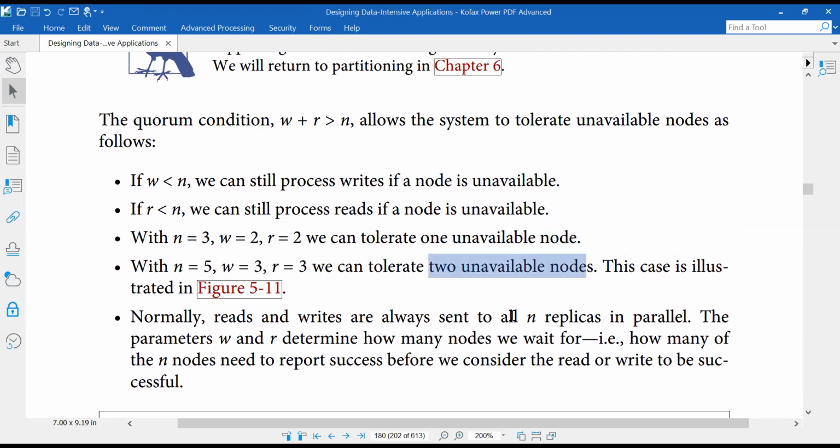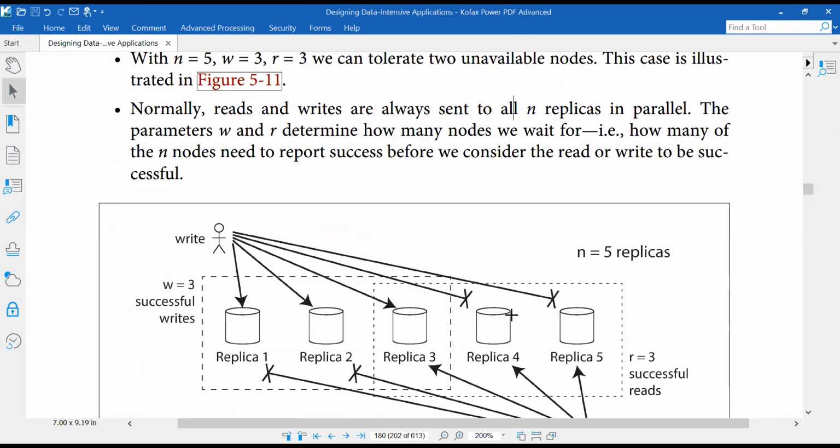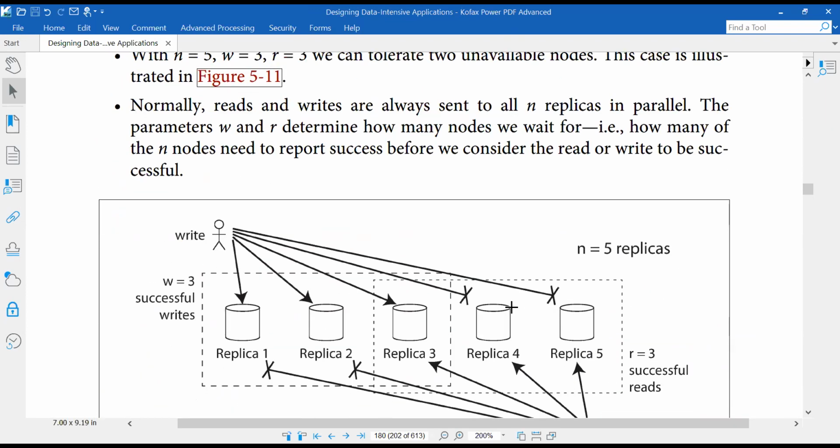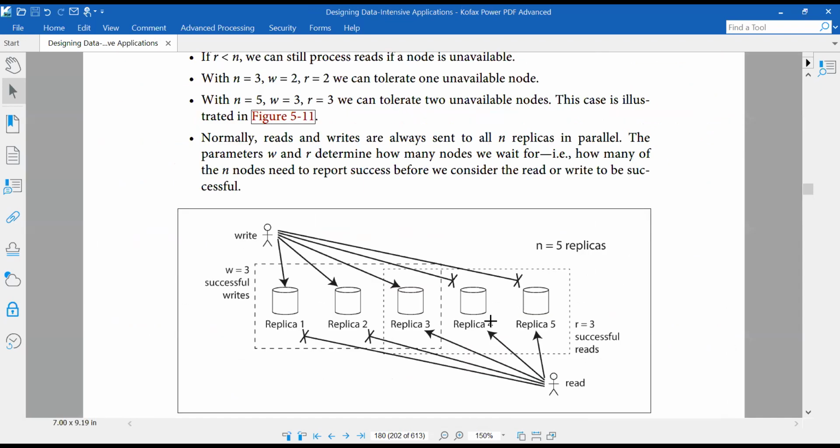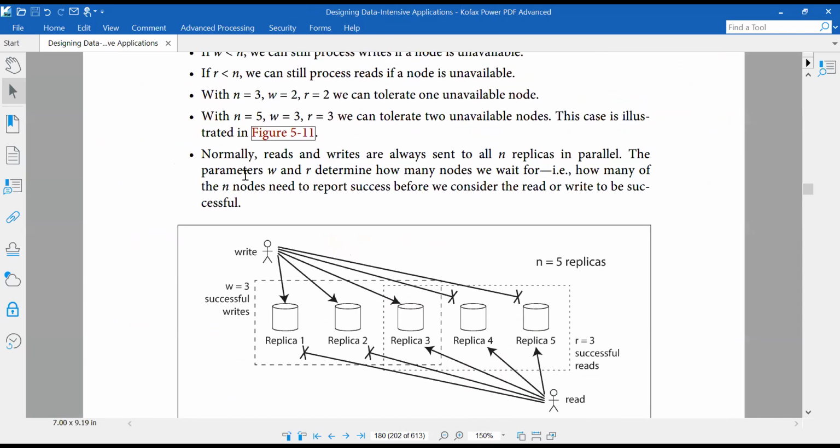This is illustration 5-11. Normally reads and writes are always sent to all n replicas in parallel. The parameters W and R determine how many nodes we wait for. That is, how many of the n nodes need to report success before we consider the read or the write to be successful.